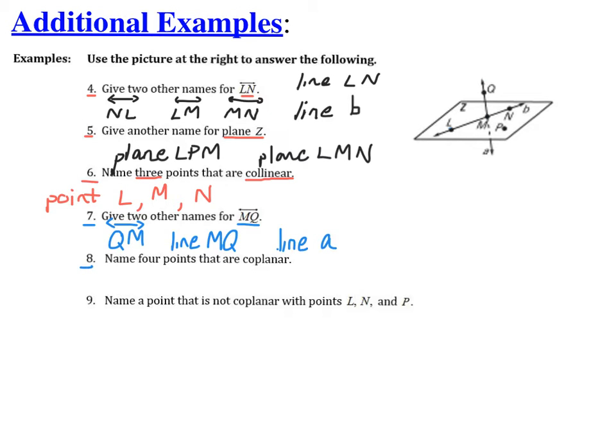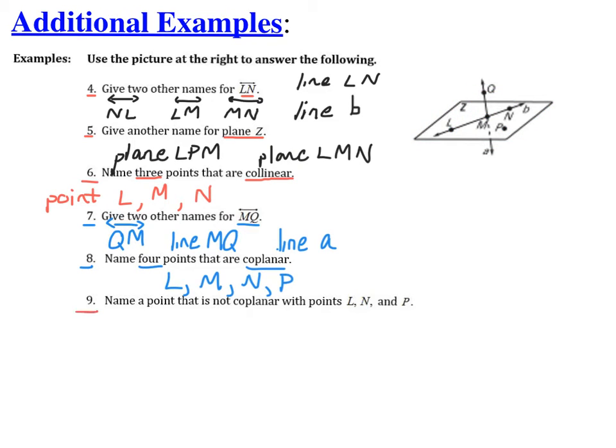For number 8, we come across our other new term, coplanar. So I want 4 points coplanar that lie on the same plane. There's only one plane in my picture. So I just want to pick out the 4 points that lie in that plane. L, M, N, and P. Now I'm not going to include Z because remember that's not a point. There's no dot near Z. Okay, remember that is the name of the plane.